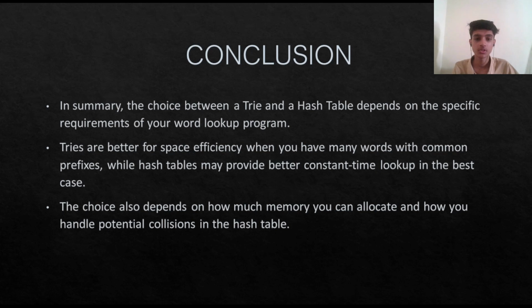While talking about hash tables, it can go up to constant time complexity in the best case, and in the worst case, the time complexity can increase. If there are multiple collisions, then the time complexity will get worse in case of hash tables. But if there are no collisions and we are sure about that, then we can go for the hash table as it will perform really quick. Also, the choice depends on how much memory we can allocate and how we can handle the potential collisions in the hash table. That means we can use various techniques like chaining in order to handle the collisions in the hash table. By doing so, we can increase the efficiency of our program by decreasing the time complexity.